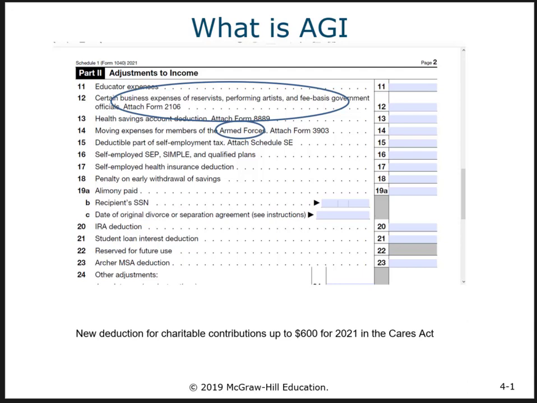We're going to go through these, but here is where it would be. They would all be reported on the return. If there's additional detail needed, they may have an additional form beyond Schedule 1 that you see here.